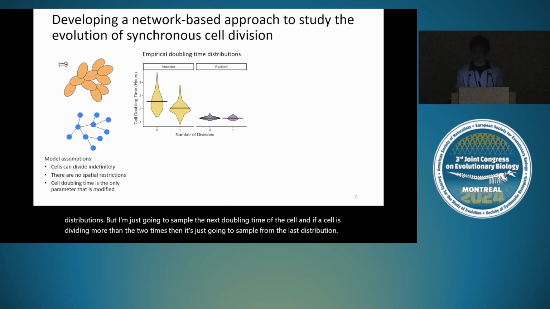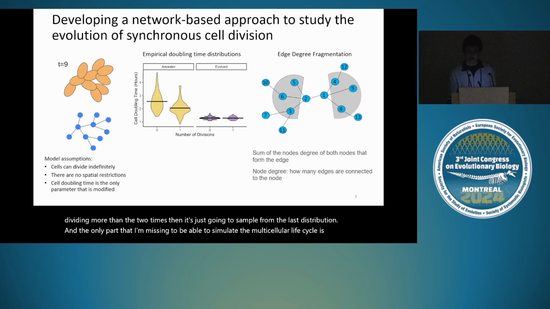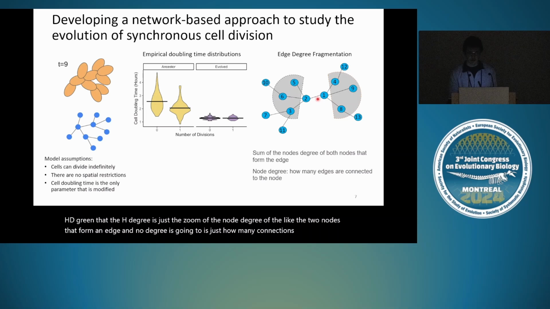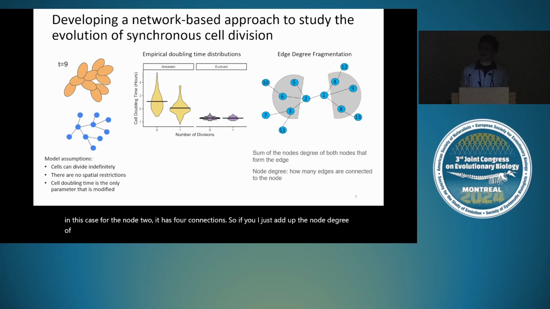And the only part that I'm missing to be able to simulate the multicellular life cycle is the fragmentation, which in this case I'm just going to be using what we term the edge degree, that is just the sum of the node degree of the two nodes that form an edge. And a node degree is just how many connections a node has. So in this case, for the node 2, it has 4 connections. So if I add up the node degree of both nodes, and it goes above a threshold, I'm going to get rid of that edge, and that would be the group reproduction.